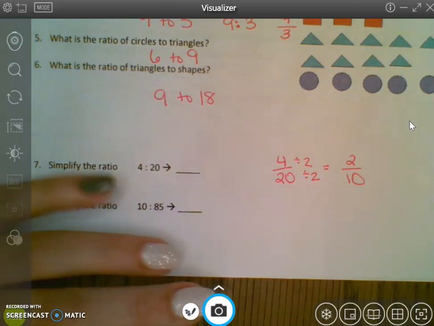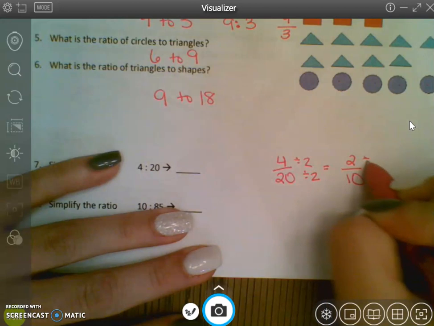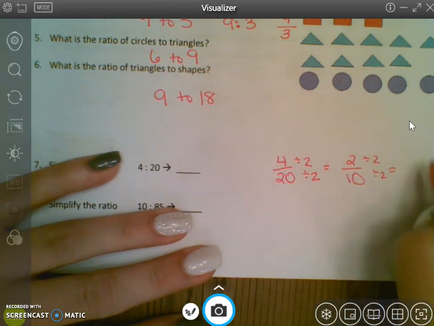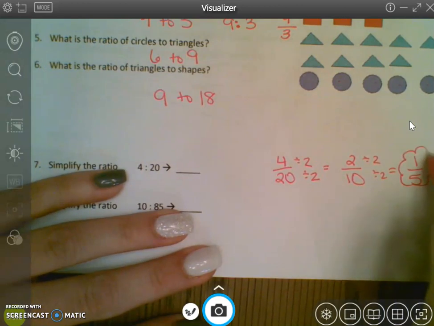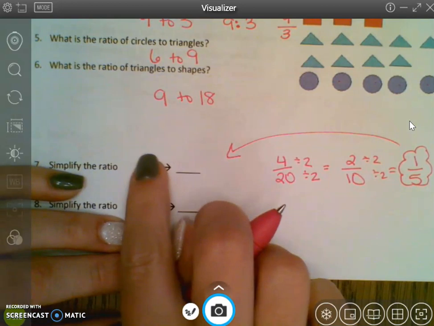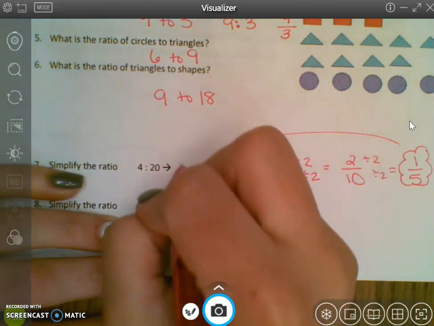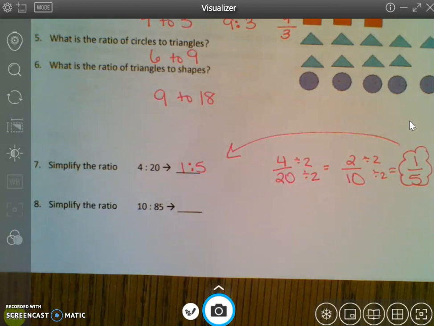Okay, can you simplify again? Yes, 2 and 10 are both still even, which means I can divide by 2 again. So this is 1 over 5. So you can leave it like this, I don't mind, or you can go back and write it with the colon right here and make it 1 to 5. Okay, you try 10 to 85, pause the video.